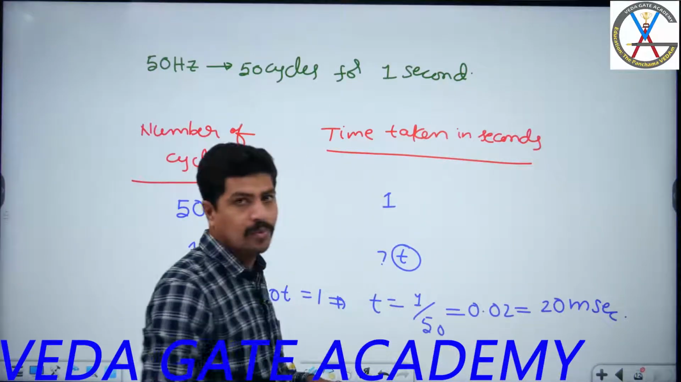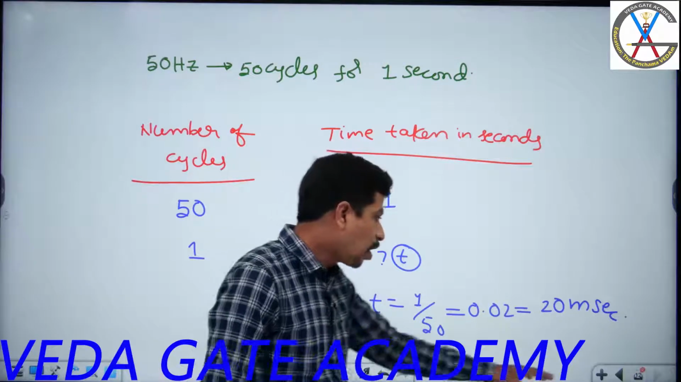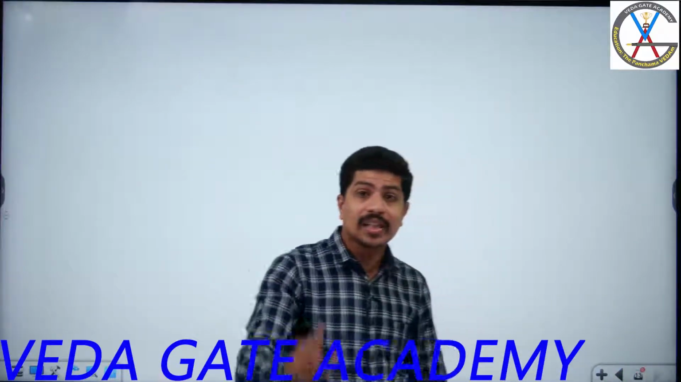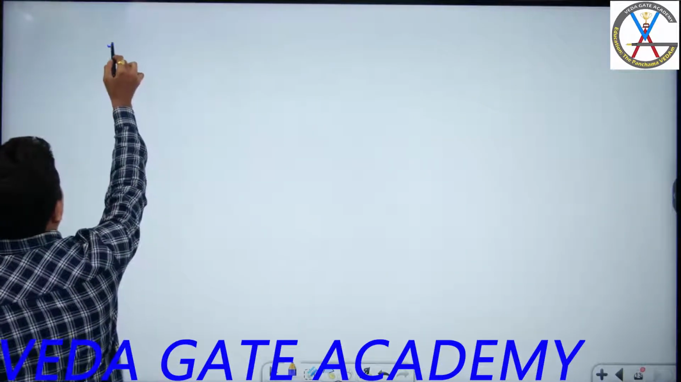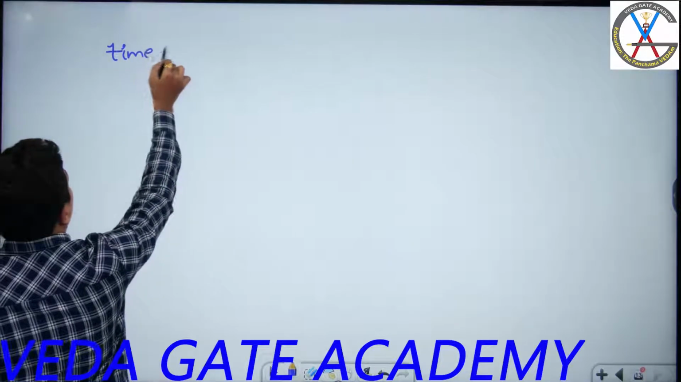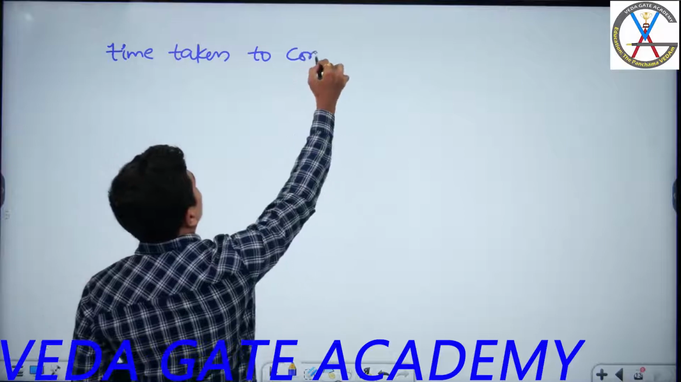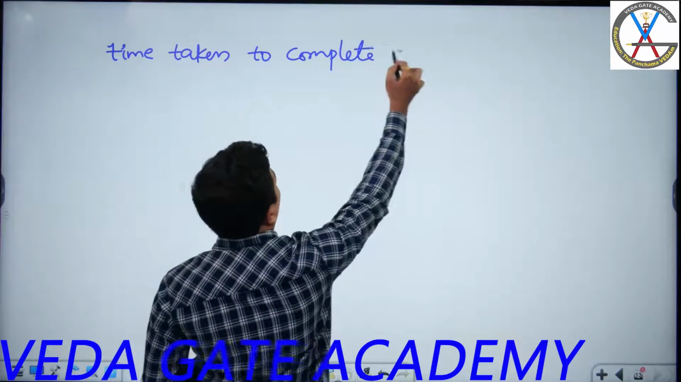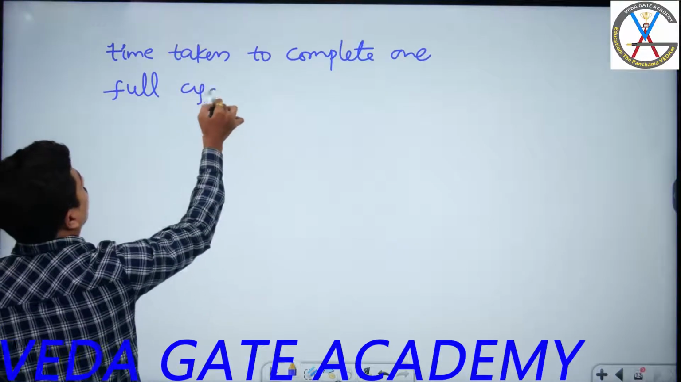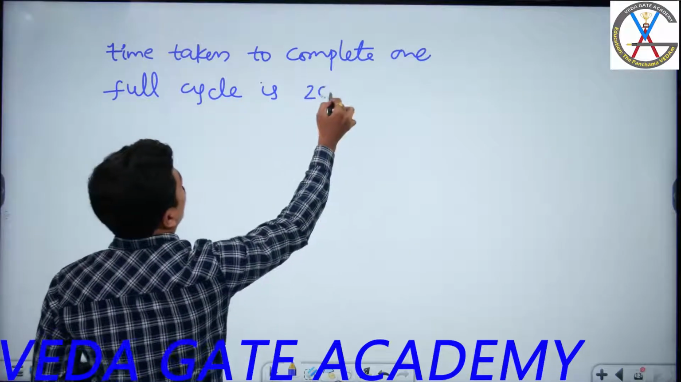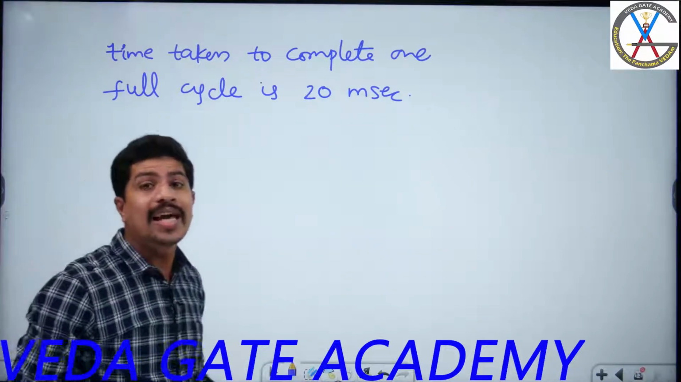This is very, very important. In what way is it important? How much is the time taken for one full cycle? So I'm writing here: time taken to complete one full cycle. One full cycle is how many milliseconds? 20 milliseconds. Now, what is the analogy?